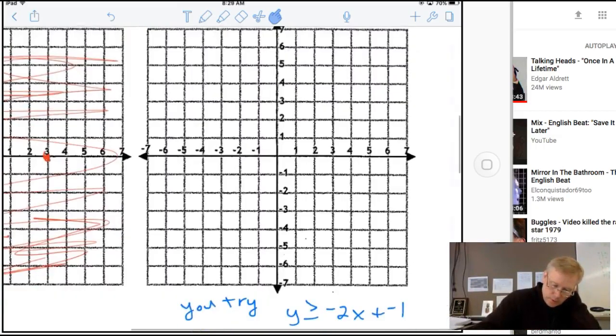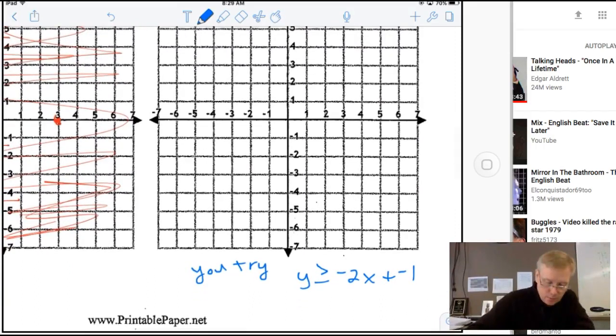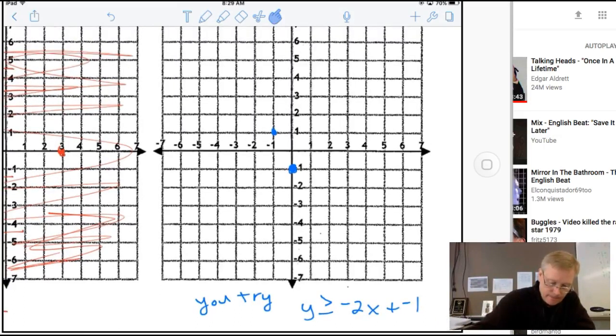Okay, welcome back. So I'm going to start at -1 on the y-axis. Slope of -2, which is up 2 left 1, up 2 left 1, up 2 left 1, and so on.